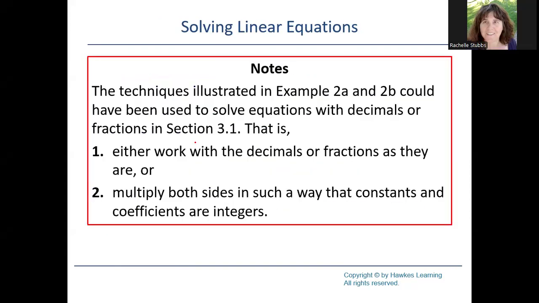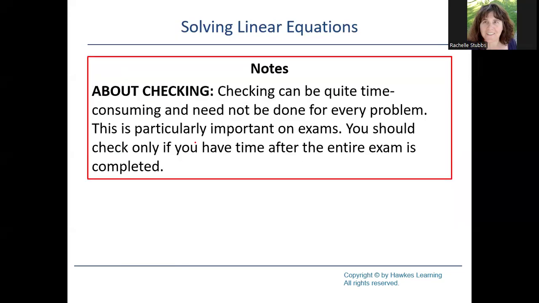So these techniques illustrated in examples 2a and 2b could have been used to solve equations with decimals or fractions in section 3.1. That is, either work with the decimals or the fractions as they are, or multiply both sides in such a way that constants and coefficients are integers and not rational numbers.